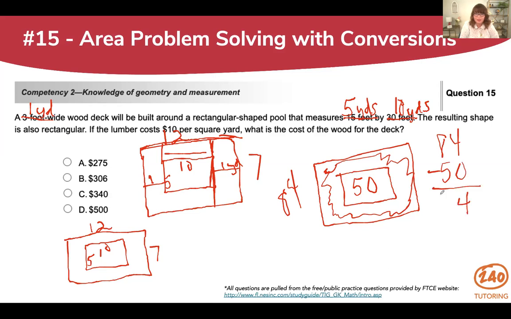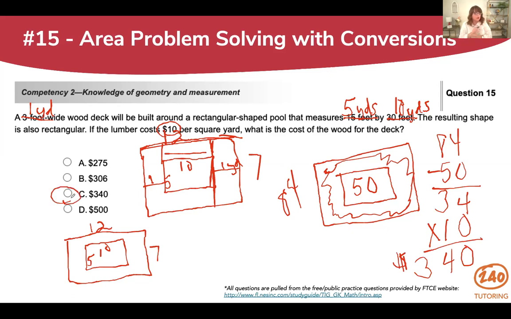And I get 34. Now you might be thinking, I'm done, right? Not quite. It says the lumber costs $10 per square yard. So if I need 34 square yards, I'm going to have to do that times 10 to figure out the total cost, and I'm going to get $340. So the correct answer here is C. So I think what's critical to this one is really drawing the picture. Drawing the picture is super helpful.